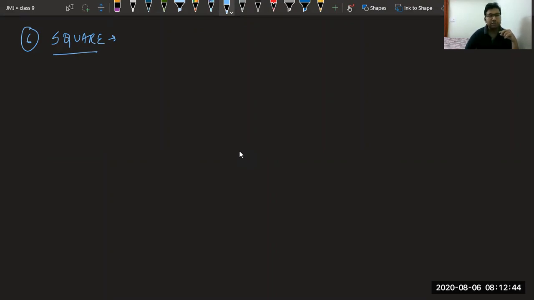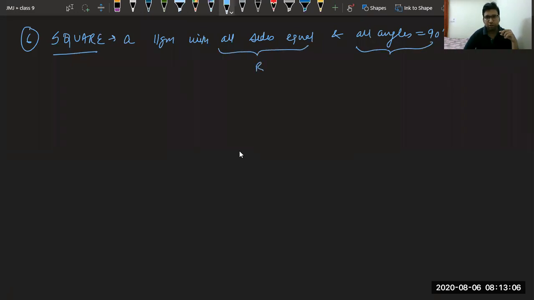Yes. So you will say a parallelogram with all sides equal, and all angles equal to 90 degree is a square. And if you observe, this thing came from rhombus, this thing can come from rectangle. So we can say square is a special rhombus as well as square is a special rectangle. Now see, what is a square?